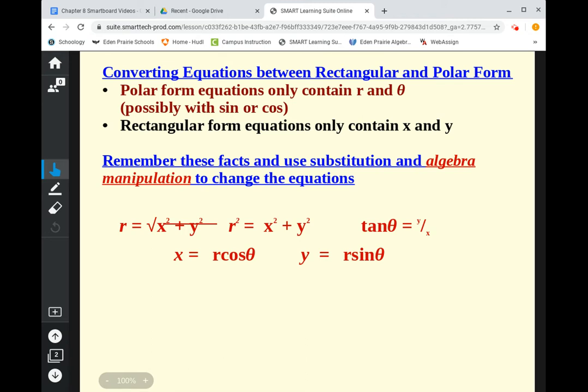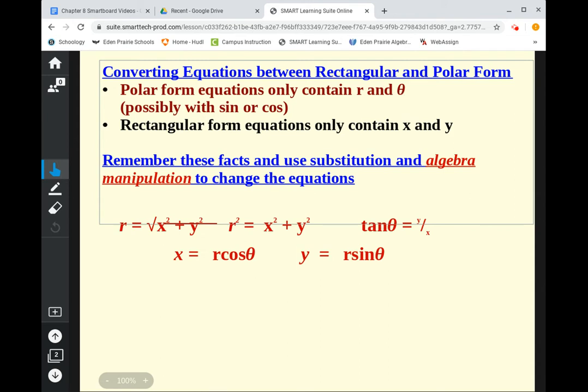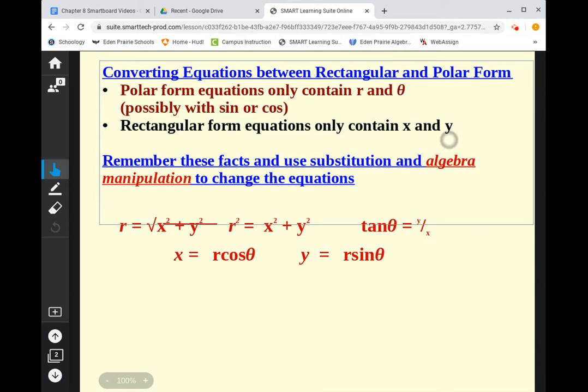Polar form equations only contain r and theta. It's very important that you know that. Possibly sometimes you'll have the sine and/or cosine. And then rectangular form should only contain x and y. So make sure when you have a polar form, your equation should only have r and theta, and then in rectangular form, you should only have x and y.